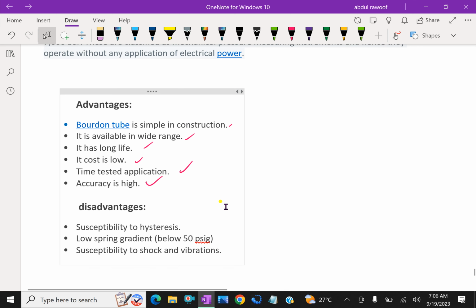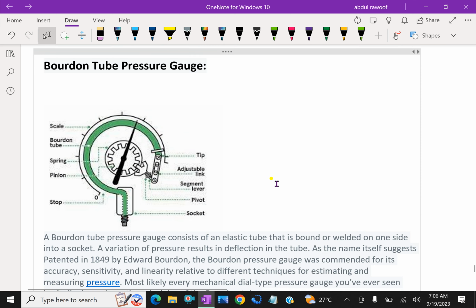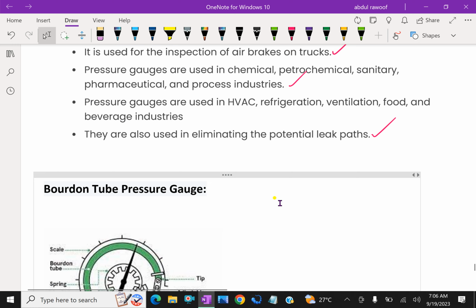So far we discussed about pressure and its measurement and different pressure gauges.